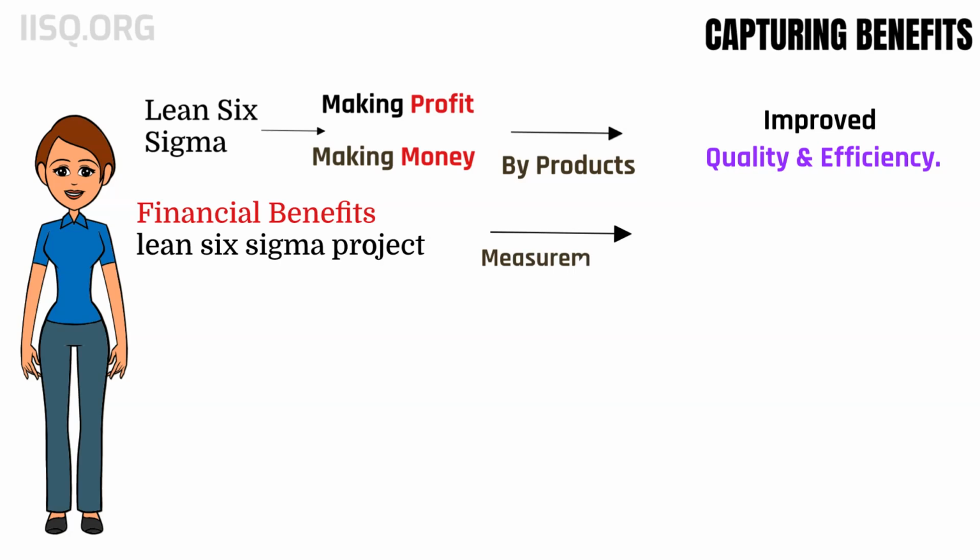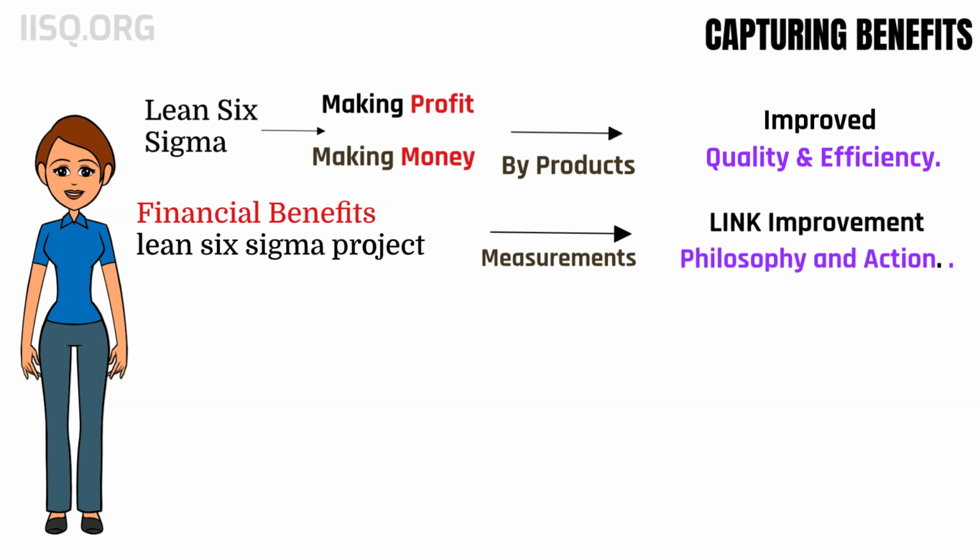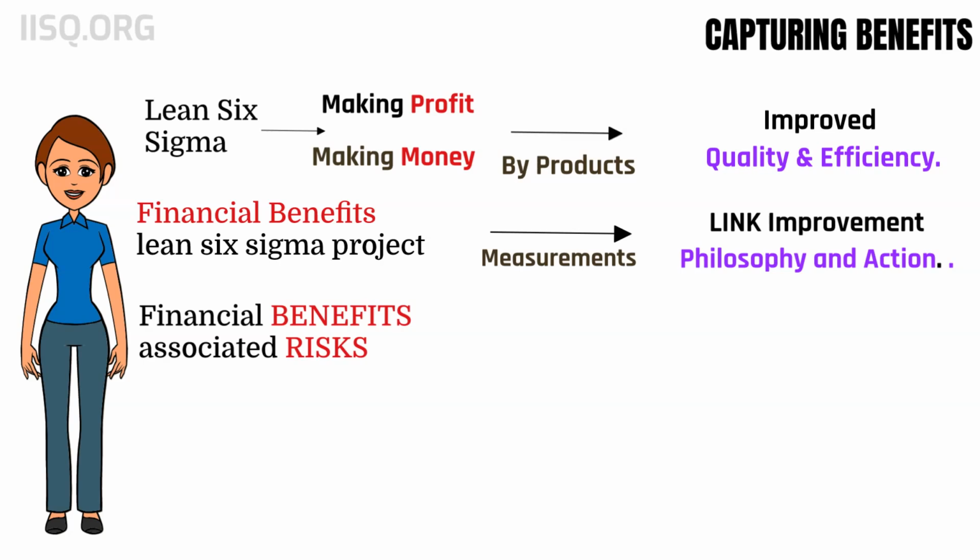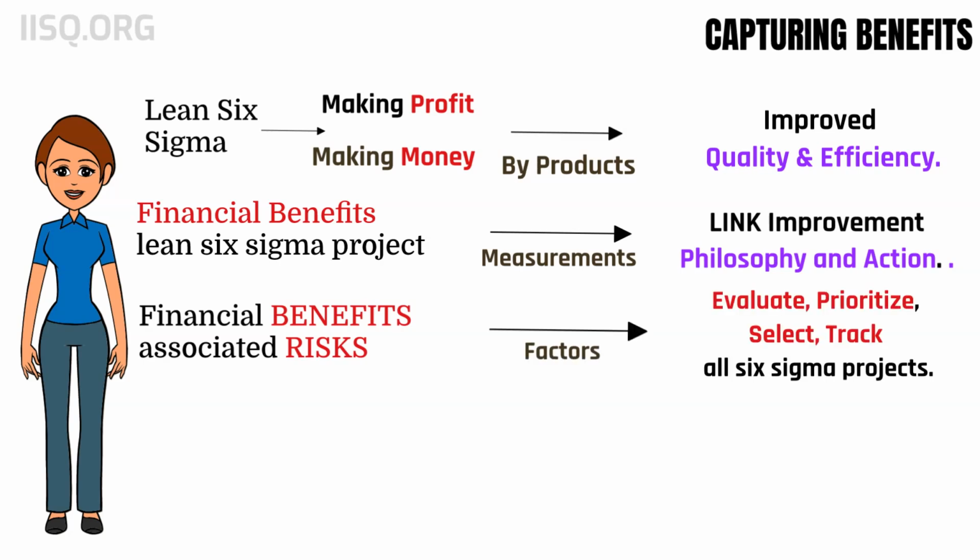The financial benefits of a Lean Six Sigma project are the measurements that create a link between improvement philosophy and action. Here, financial benefits and associated risks are the factors used to evaluate, prioritize, select, and track all Six Sigma projects. We shall discuss here how the Six Sigma benefits can be captured through financial tools.